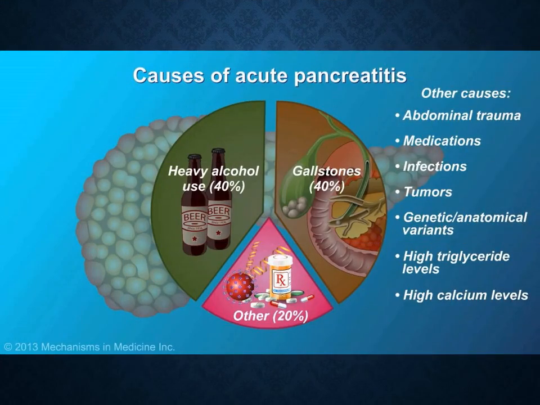This chart here shows you a simplified version of the causes of acute pancreatitis. As I said, gallstones account for most of the cases, followed by alcohol abuse. And 20% of cases fall into other categories. The other cause categories include abdominal trauma, medications which I mentioned just now, infections, tumors, genetic and anatomical variants, high triglyceride levels, and high calcium levels.